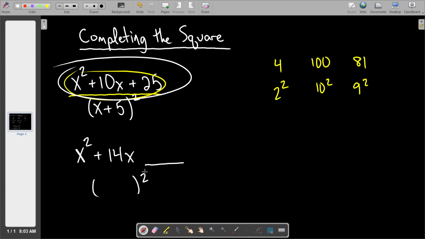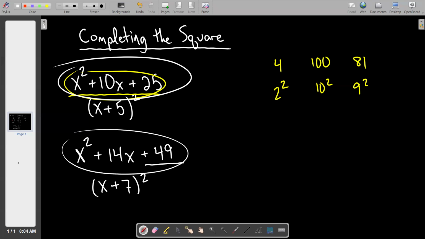So what is the number that I need? It is 49. Very good. And so if I put a 49 right here, then I know that when I factor this down, it'll factor into x plus 7 times x plus 7, which is x plus 7 squared. So what you just did by saying that number 49 is you just did something called completing the square. You put a number in here that completed the square. Is this looking familiar to you?